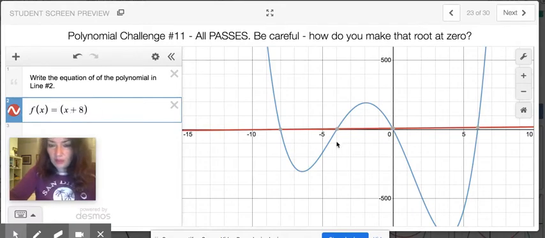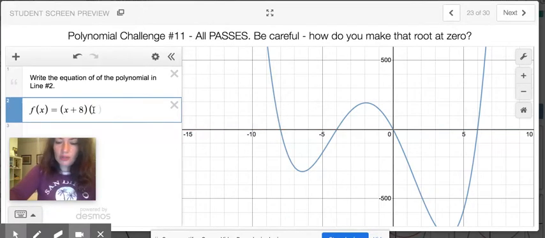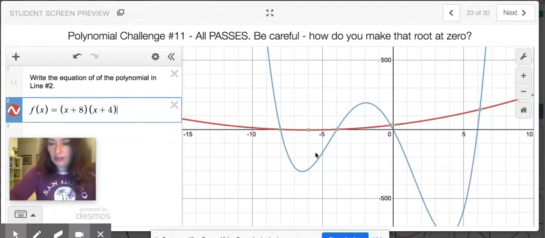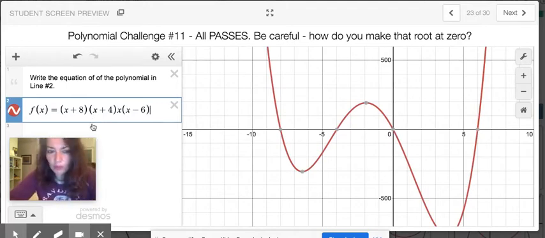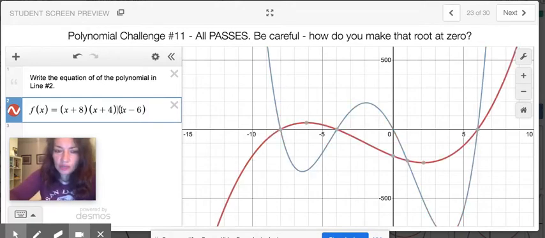And it passes through the point -4. So we will say times x plus 4. And then the 0 here will just be times x. And then times x minus 6. Now, you can write this polynomial in any order. Usually we will write the x first. So I'm going to change this around and I'm going to put the x in the front.